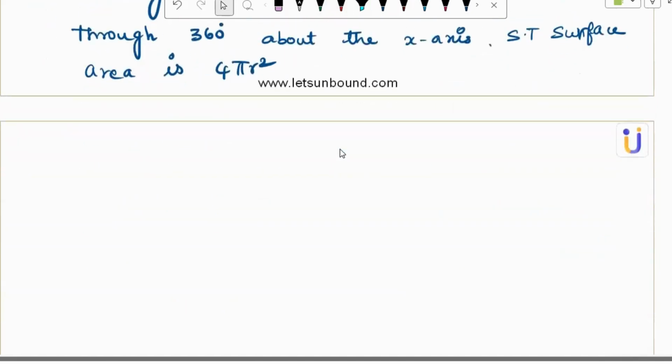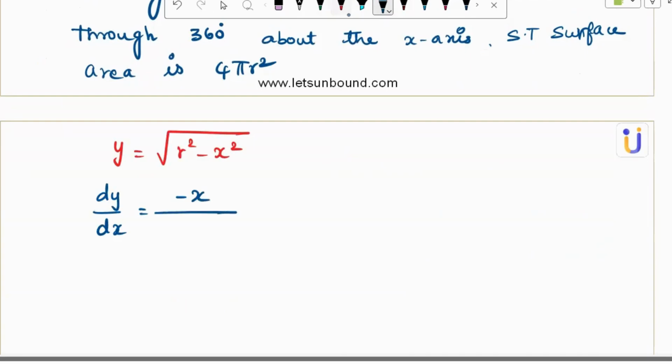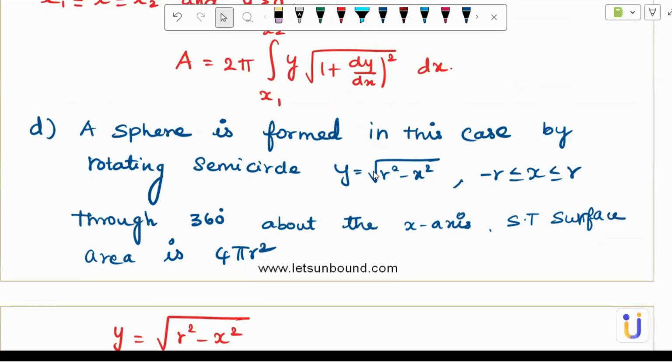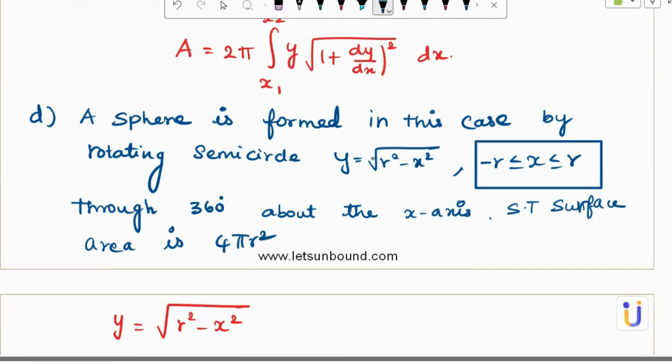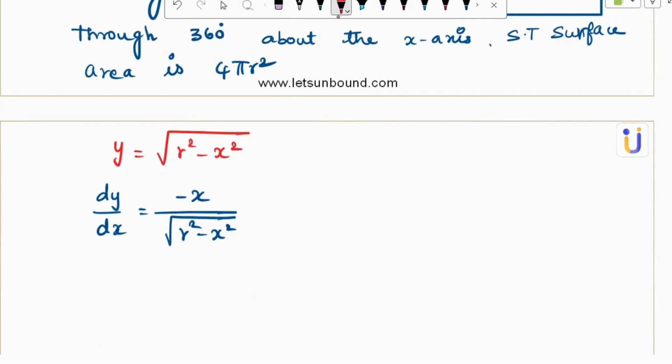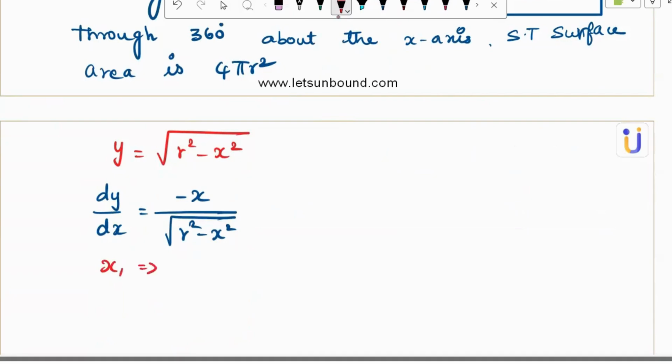So let's go. y is square root of r squared minus x squared. We have dy by dx, which we solved in the previous case, which is minus x by square root of r squared minus x squared. Then what do we need? What are x1 and x2? They are nothing but the x-intercepts of the curve. At which places does the curve intersect the x-axis? It is very clear, it is running from minus r to plus r. So this is your bound. x1 is minus r, x2 is positive r.